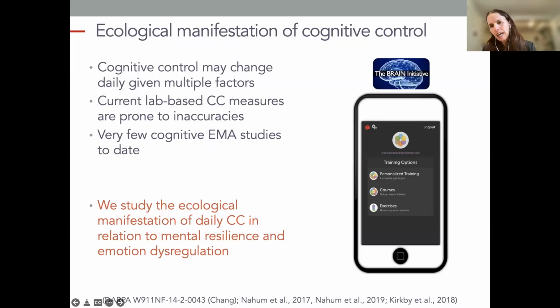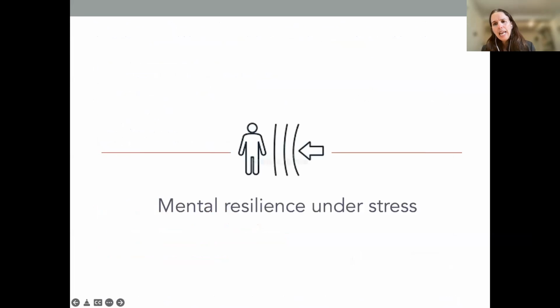So how do we do this? We've had various attempts to do this, various incarnations, so to speak, with our mobile app that we've developed. We started by developing a mobile app, which was part of the BRAIN initiative a few years back. It was called the Moodify app. We've included cognitive control assessments and training and mood reports in it. We now in the lab use a newer version of this application that allows us to also monitor other parameters. And the first study that I'm going to describe is a study that tried to assess mental resilience under stress in relation to daily cognitive control.